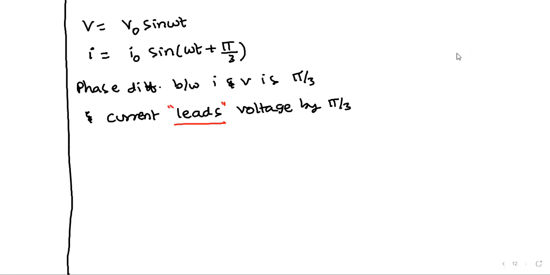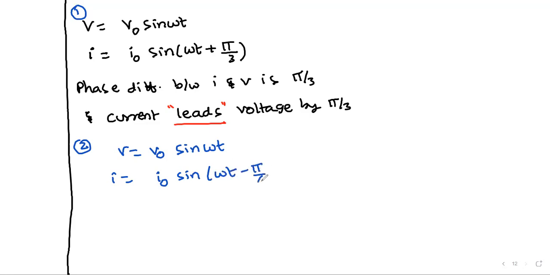Next, suppose V equal to V naught sin omega t and I equal to I naught sin of omega t minus pi by 6. Then we can say that current lags voltage. Current lags voltage by pi by 6.